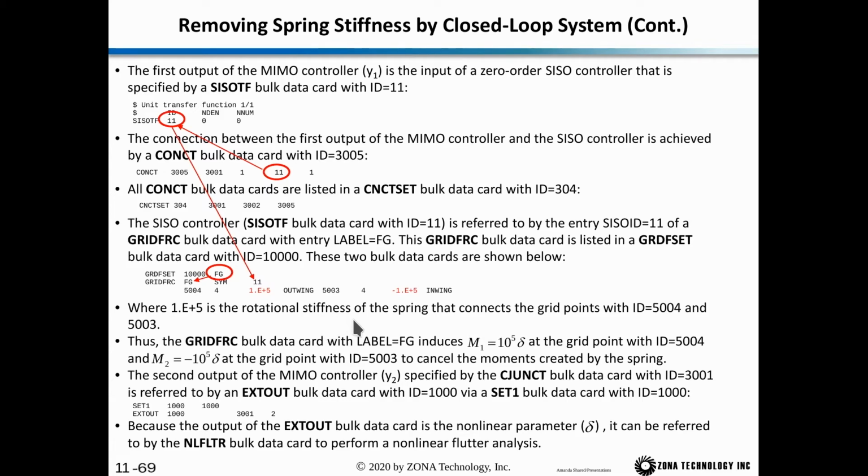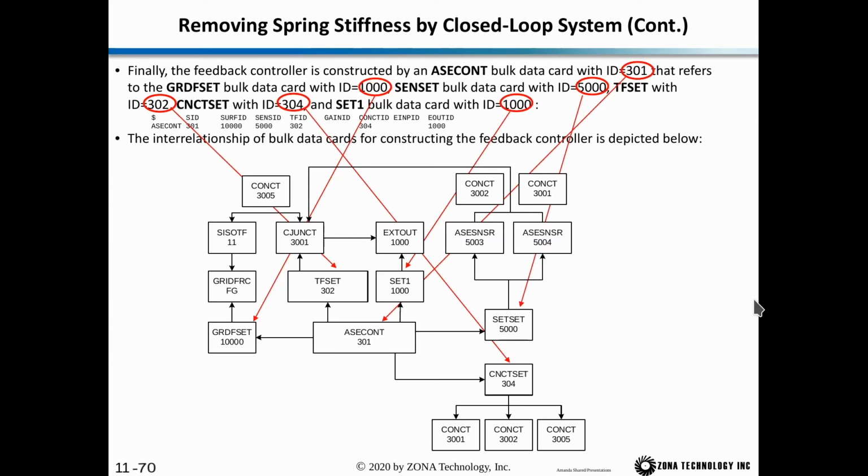So this grid force card introduces the moments M1 and M2 at grid points 5003 and 5004 to cancel the moments created by the spring. And the second output of this controller is connected to the external output card. And because the output of the external output card is the nonlinear parameter delta, it can be referred to by the nonlinear flutter bulk data card to perform the nonlinear flutter analysis. So this is the interconnection of our bulk data cards.